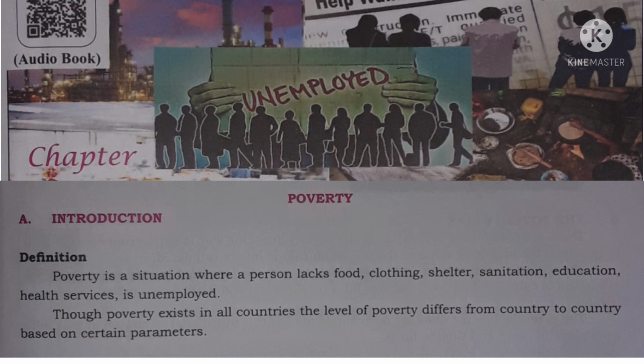Poverty. Introduction. Let us look at the definition of poverty. Poverty is a situation where a person lacks food, clothing, shelter, sanitation, education, health services, or is unemployed. Though poverty exists in all countries, the level of poverty differs from country to country based on certain parameters.